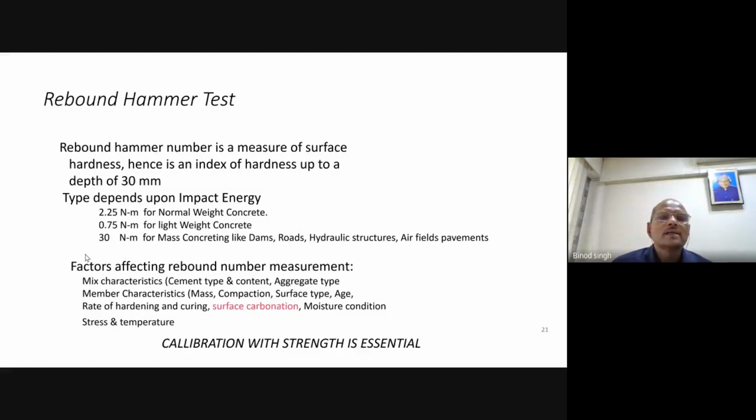Okay. So these are the factors, and we have three types of rebound hammer based on the impact energy: 2.25 Newton meter for normal weight concrete, 0.75 Newton meter for lightweight concrete, and 30 Newton meter for mass concreting like dams, roads, hydraulic structures, runway pavements, etc. So the rebound hammer also has different energy levels, and based on that you have to decide.